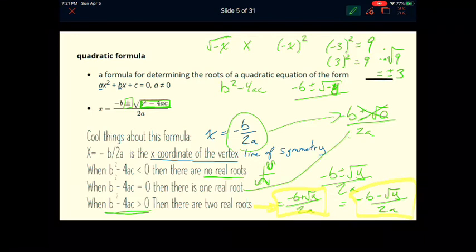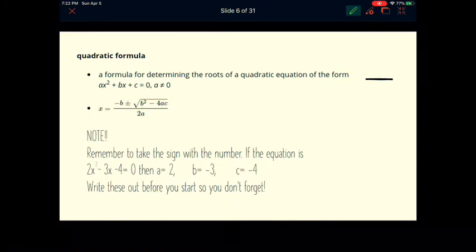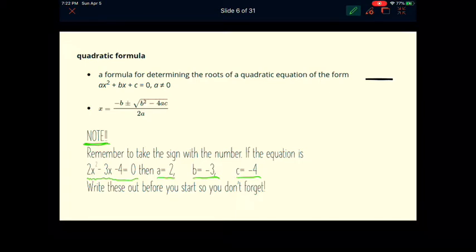So we end up with 0. Nobody's ever going to be able to follow this if you're just looking at my drawings. All right, so other things to remember. Note, remember when we take the sign, we need to take the sign with the number. So if this is our equation, 2x squared minus 3x minus 4, then our a is positive 2. Our b is negative 3. Our c is negative 4. So don't get confused by that.